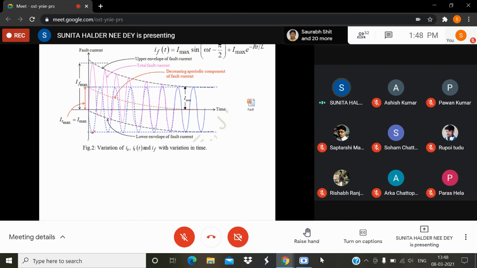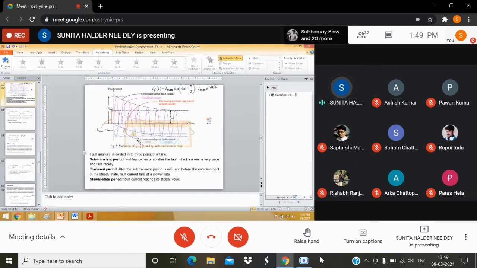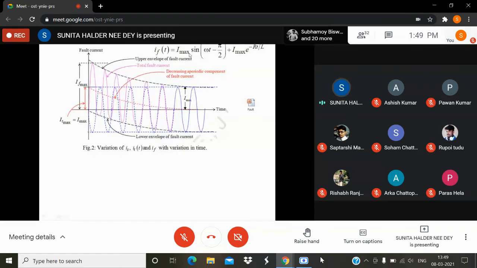I think it is wrong. Actually, let me draw from here. Actually, the thing will be like this. It will start from the negative. At t equal to 0, it is sine omega t minus pi by 2. So obviously, this peak will be like this, not like the blue color. So then it will be normally maximum. Then after half cycle, that means this is half cycle.